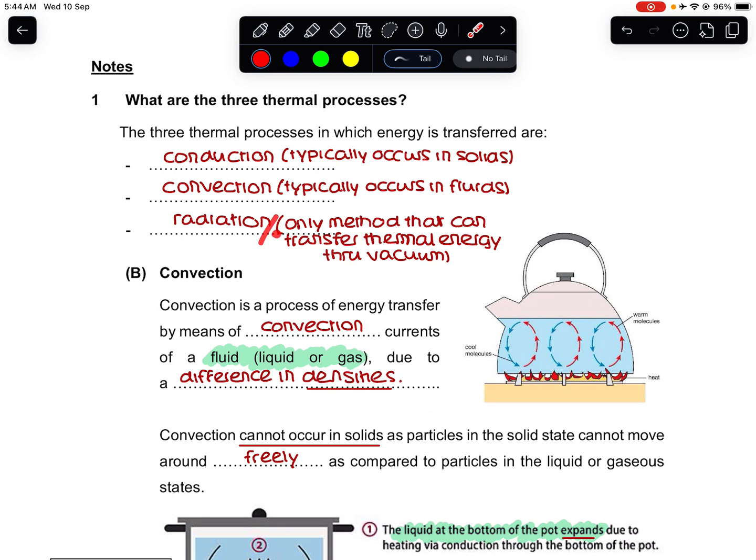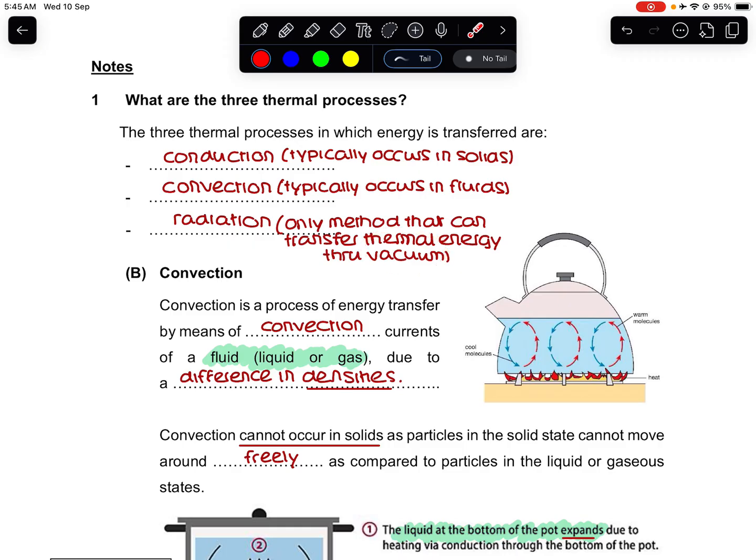And lastly, radiation, which we will not be testing you all on for this end of year exam, okay, but this will be the third thermal transfer method that we'll be focusing on, and this method can transfer thermal energy through vacuum, right? And it is the only method that can do so, right?